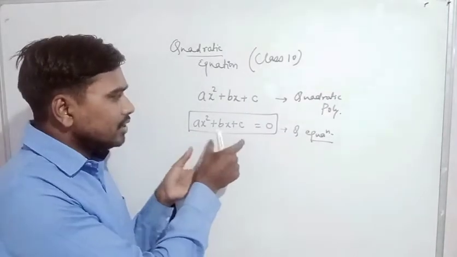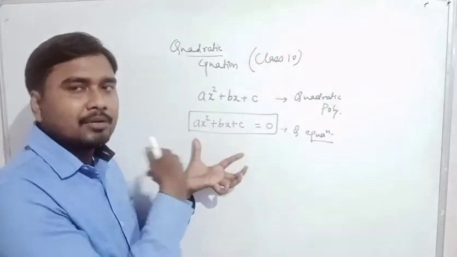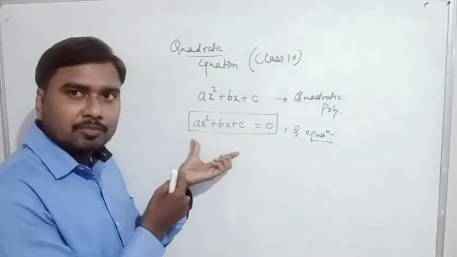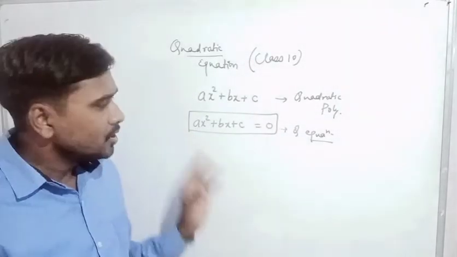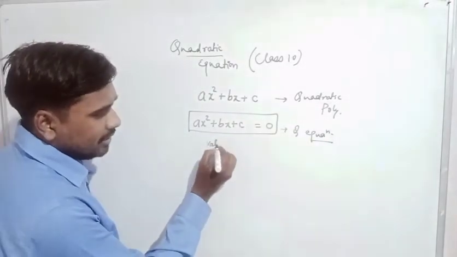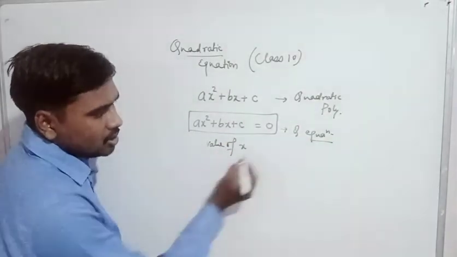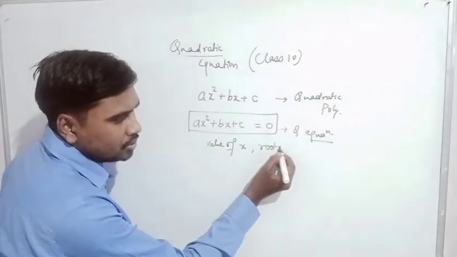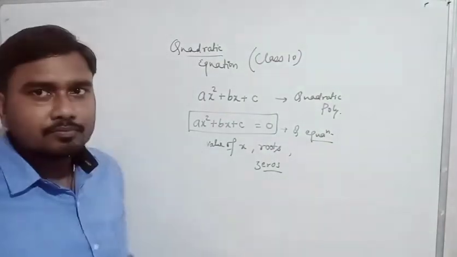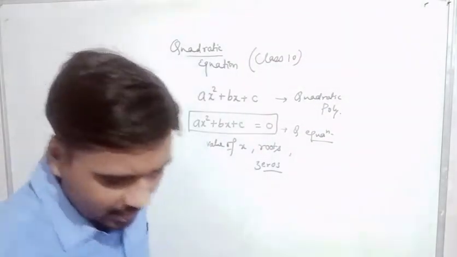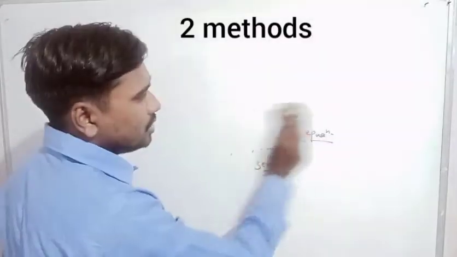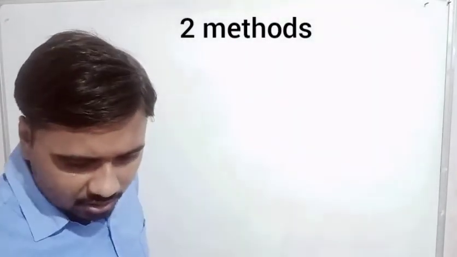Now, when we factorize this, either by a plus b whole square or a minus b whole square, or a square minus b square, or middle term factorization, then we will get the value of x. You can say value of x, or roots, or zeros. Now there are two methods to find the values of x, or the roots of x. What are the two methods?